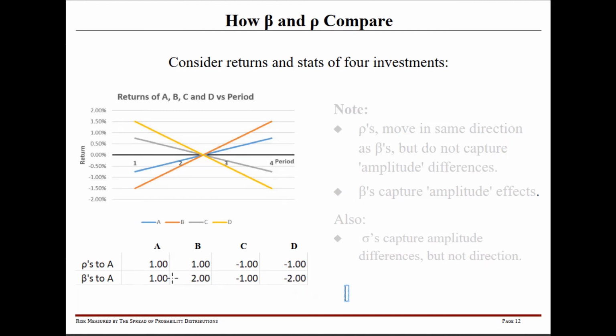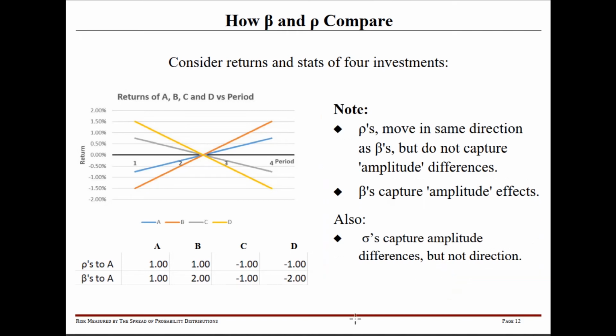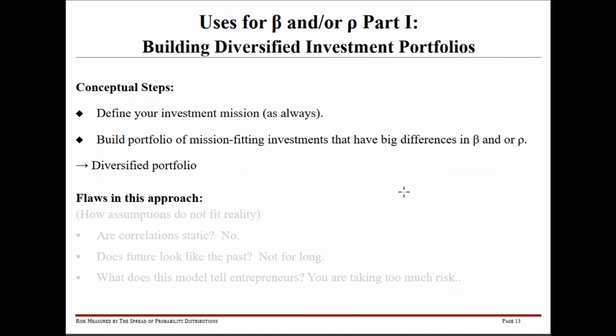Beta, on the other hand, if we look at the beta of B to A, we have 2, which includes that amplitude effect, that the returns of B are always twice as much in absolute value as the returns of A. And we see the same thing over here with D. D is completely negatively correlated to A, but with double the amplitude, we get that in beta, we don't get that in rho. So beta is really giving us more information, okay? And I think everything that's said there, we just talked about. Okay, so let's keep going.